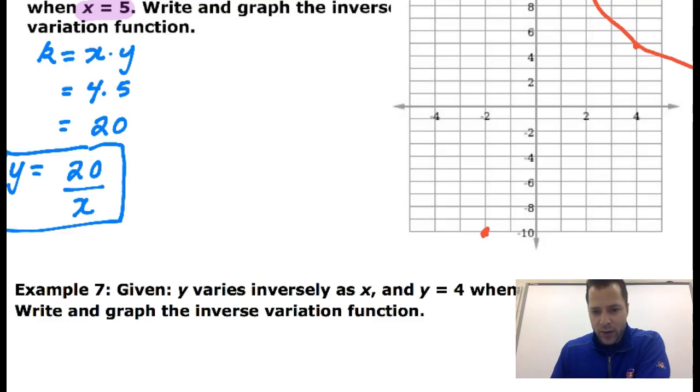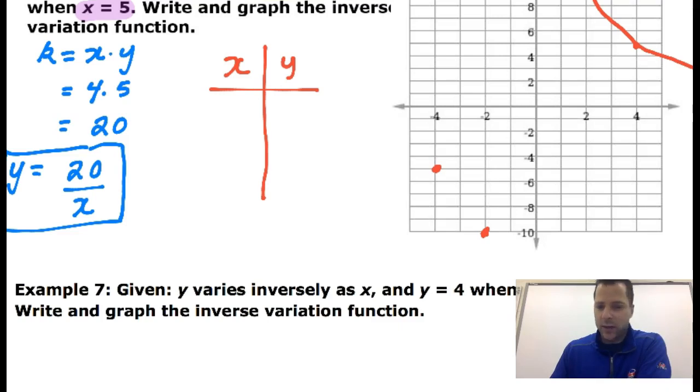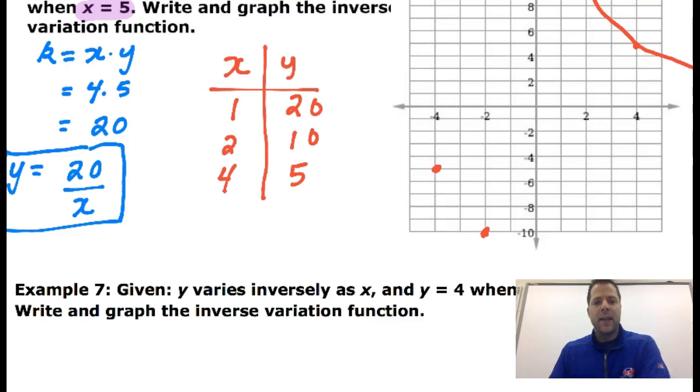So where am I plugging these values in? I'm making a table, essentially, with x and y. If x is 1, 20 divided by 1 is 20. If x is 2, 20 divided by 2 is 10. And I used 4 because 4 goes into 20 5 times. Notice how x times y should equal 20. 1 times 20 is 20. 2 times 10 is 20. 4 times 5 is 20. And then I could do 10 and 2, and get 20. When you multiply x and y, it should equal that k value.